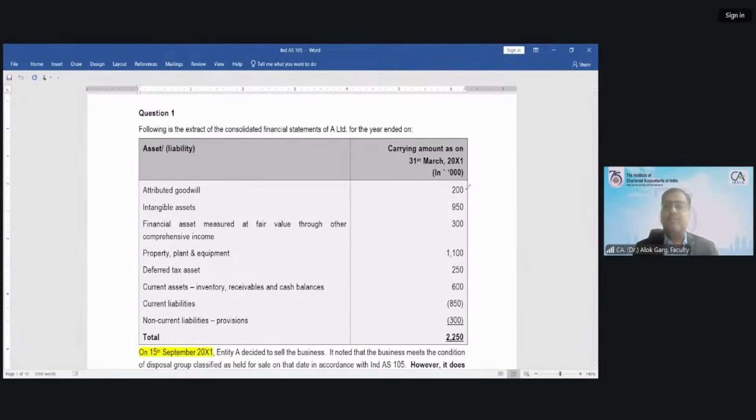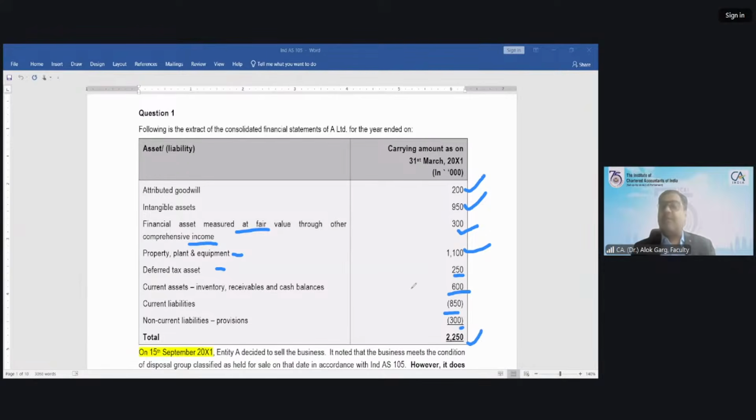Attributed goodwill is 200,000. Intangible asset is 950. Financial asset measured at fair value through other comprehensive income is 300. Property, plant and equipment is 1100. Deferred tax asset is 250. Current assets, inventory, receivable, cash balance is 600. Current liabilities is 850 and non-current liability provision is 300, net 2250.